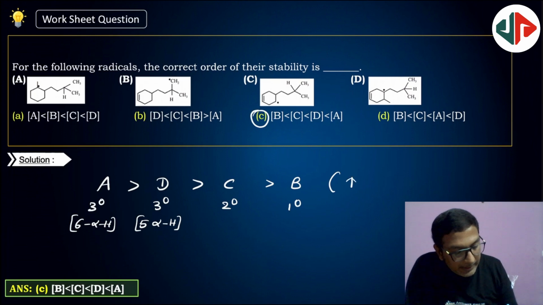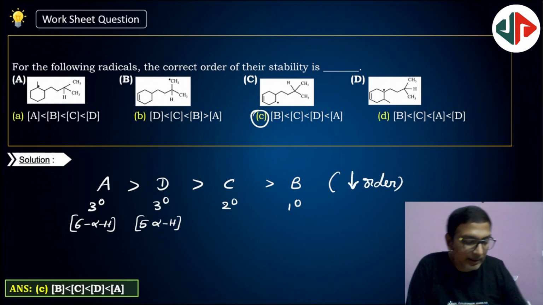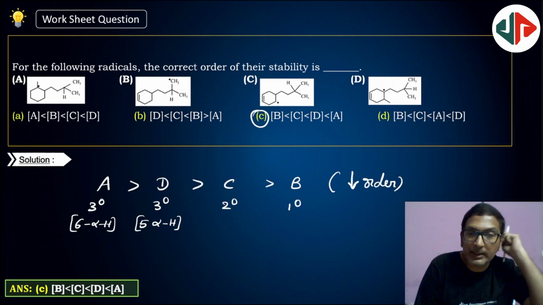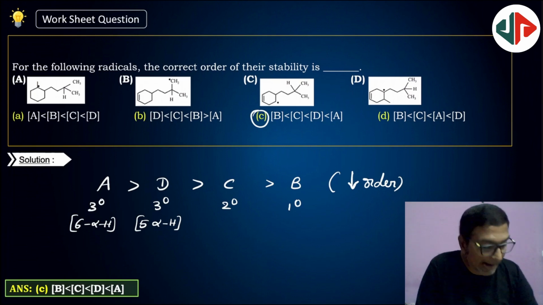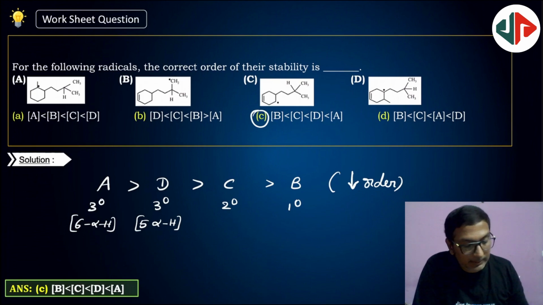This is not increasing order. This is decreasing order. Decreasing order of stability. We can write increasing order in the reverse way. A is more stable due to tertiary and 6 alpha hydrogens are present. Next D. D is also tertiary, but 2 plus 2 plus 1, 5 alpha hydrogens. Next.